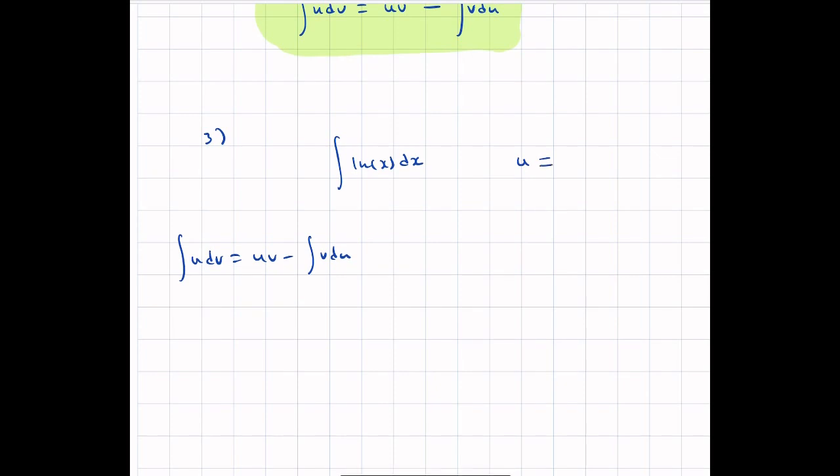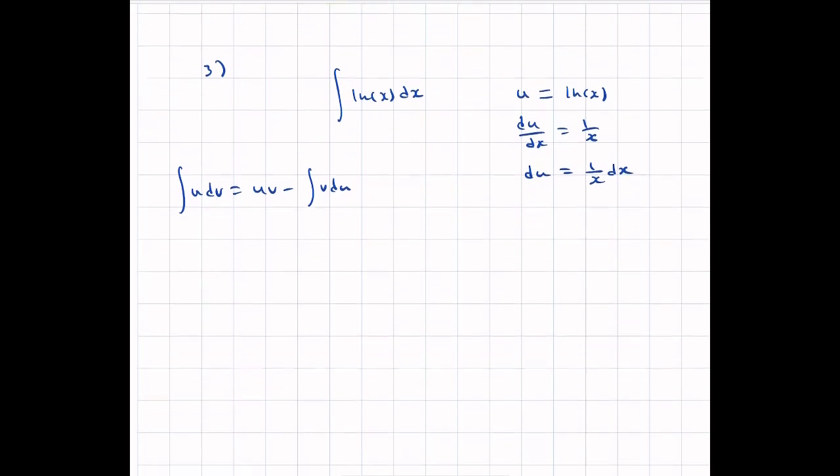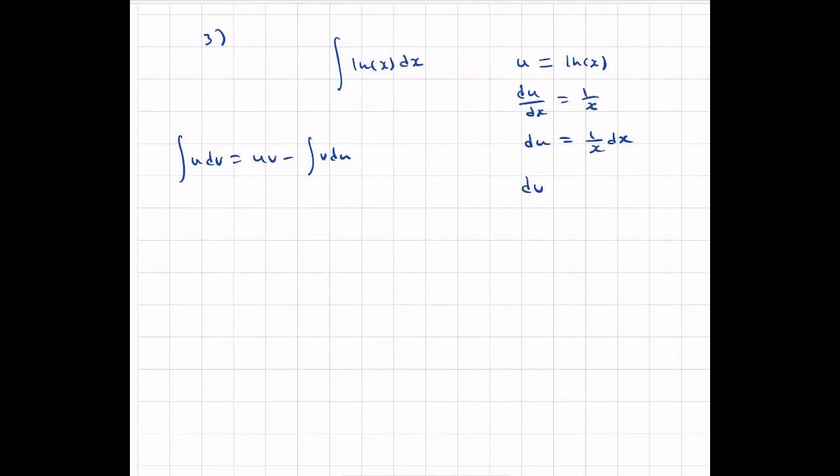u can be ln of x, which makes du dx equal to 1 over x, and du equal to 1 over x dx, and dv, this is a good time to pause the video and try to guess if you want to see if you can get this for yourself. I definitely didn't. But dv is actually going to be dx, which makes v just equal to x. So yeah, you can do that, right? You actually can do that.